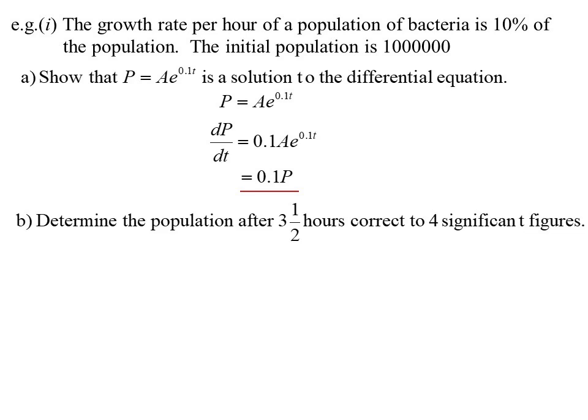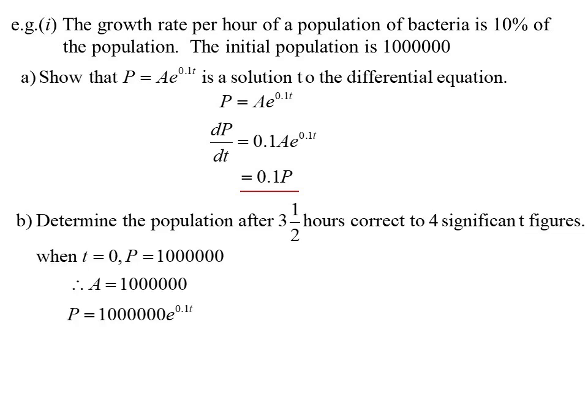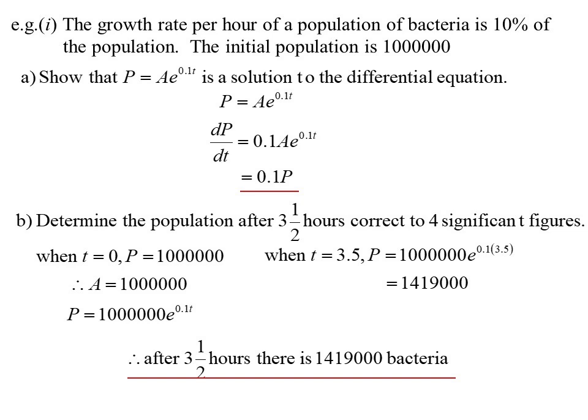Well, let's now work out what the population will be after 3.5 hours. And I say, A turns out to be the initial amount. So there it is. A is 1 million. I now know my equation could be written this way. And there's my basic model. It really is just a substitution question. Sub in t equals 3.5, and we get our answer. And they wanted it to 4 significant figures. So we have 1,419,000 bacteria.